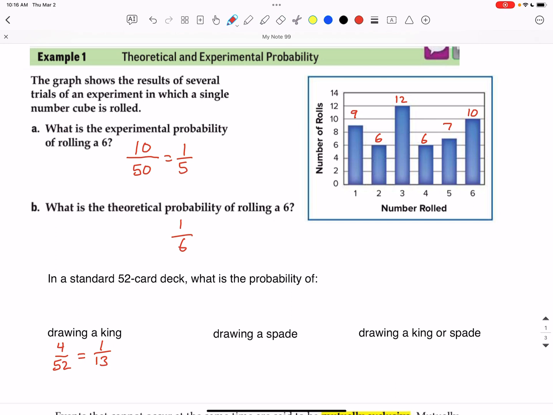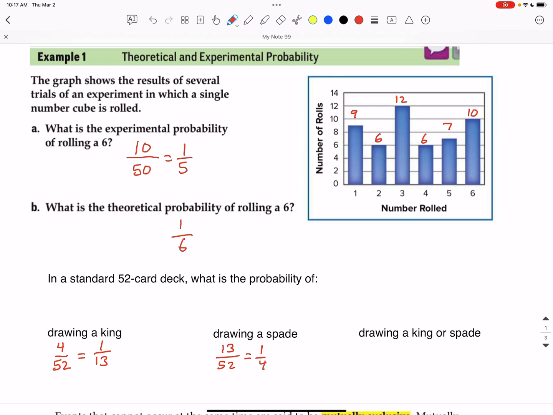The probability of drawing a spade: there are 13 spades in a deck of cards. There are cards ace through 10, and then jack, queen, king. So that is 13 total cards out of the 52, and that would be 1/4.